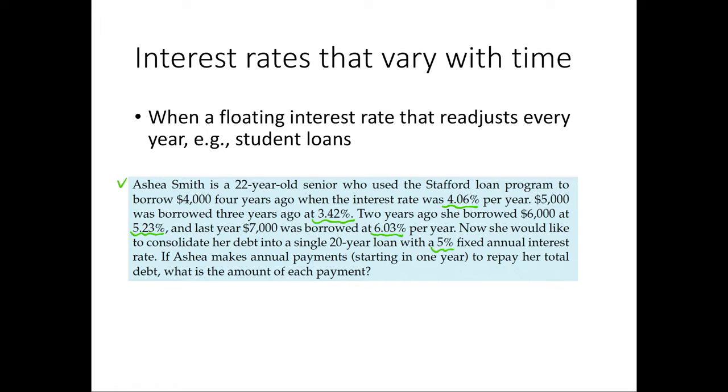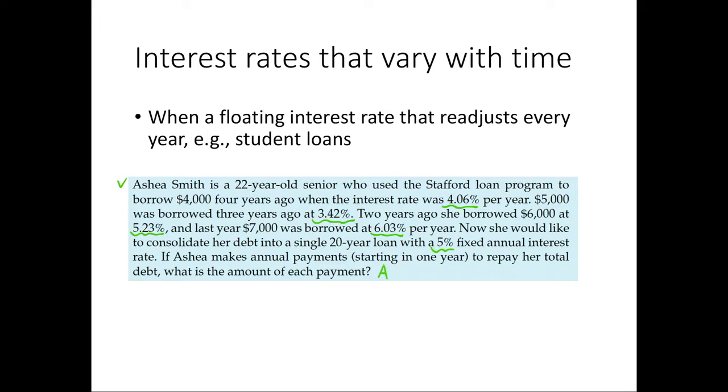Now the question is, if Ashia makes annual payments, which means she wants to pay every year the same amount, so she pays it as annuities, to repay her total debt, what is the amount of each payment? What is the annuity in the next 20 years so that she can pay off all the money she has borrowed in the past 4 years?